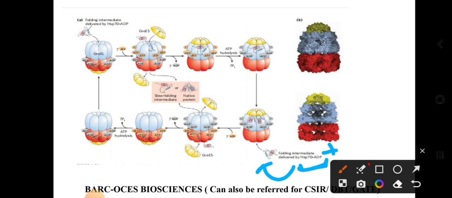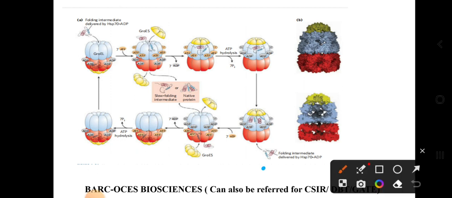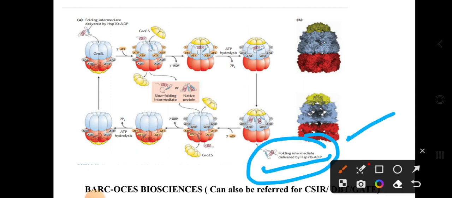Now the folding intermediate can come here, again 7 ATP, again hydrolysis of 7 ATP, and your protein gets folded easily. Okay, so this is your chaperonin system. It's called chaperonin, or the assisters of chaperones, because of this. And the two GroEL compartments act in alternate cycles.